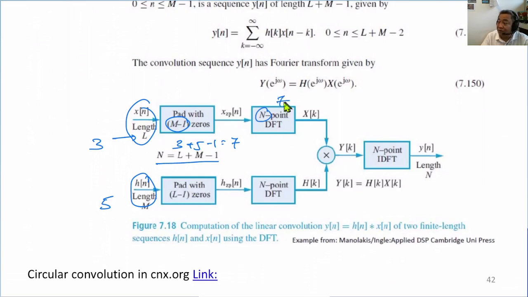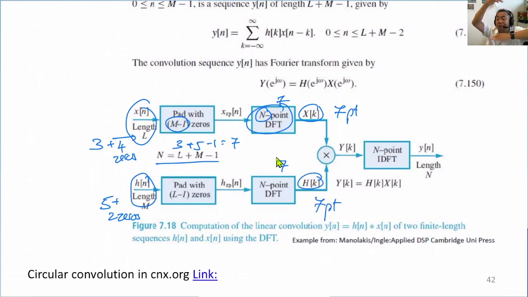And to have a 7 point, we have to add 4 zeros here. And here, we have to add 2 zeros. So X is extended by 4 zeros, H is extended by 2 zeros to make them the same length, 7. So when we have 7 point, then XK is also 7 point, HK is also 7 point, and then now we can multiply, right? X has 7 numbers, H has 7 numbers, we can multiply both of them together.